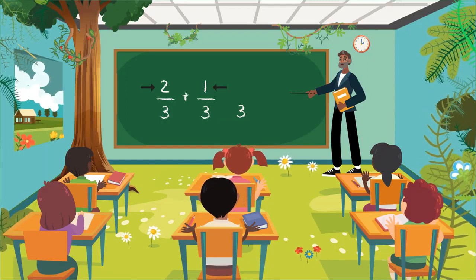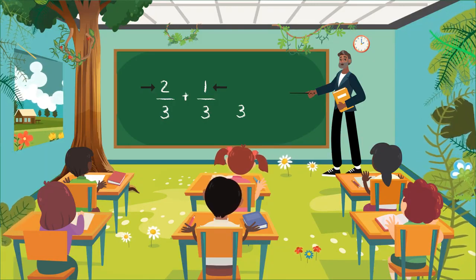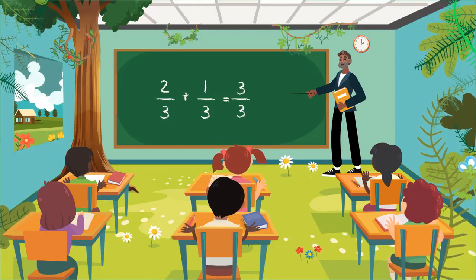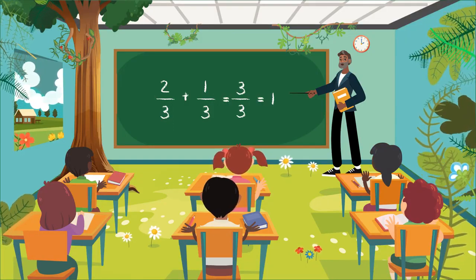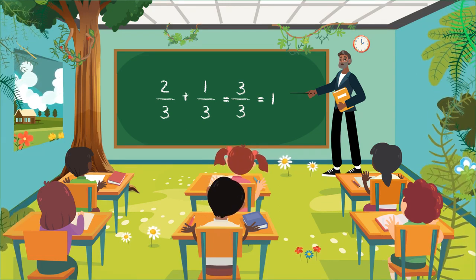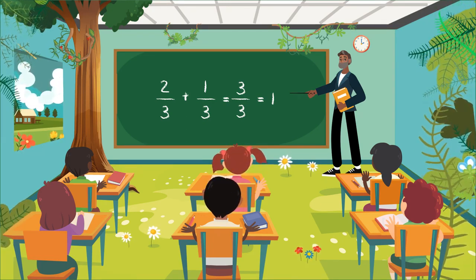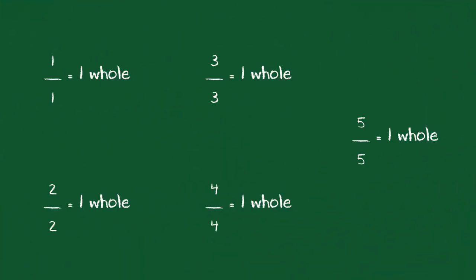And we simply add the numerator. 2 plus 1 is 3. And 3 over 3 equals 1 whole. Anytime we see a numerator and the denominator that are the same, it's automatically 1 whole. Let's practice. 1 over 1 equals 1 whole. 2 over 2 equals 1 whole. 3 over 3 equals 1 whole. 4 over 4 equals 1 whole. 5 over 5 equals 1 whole.